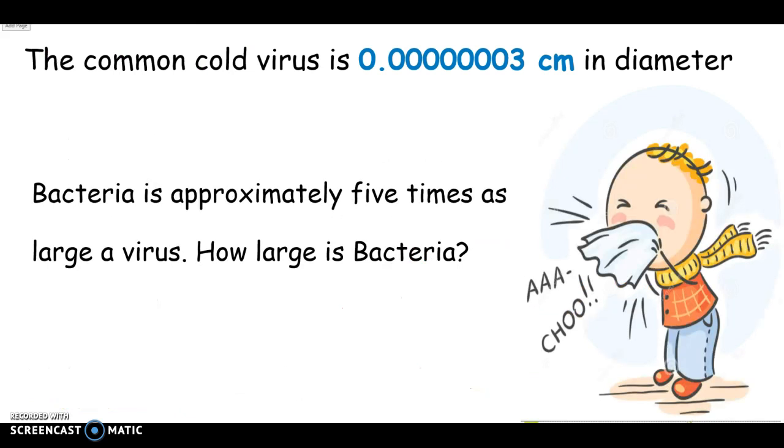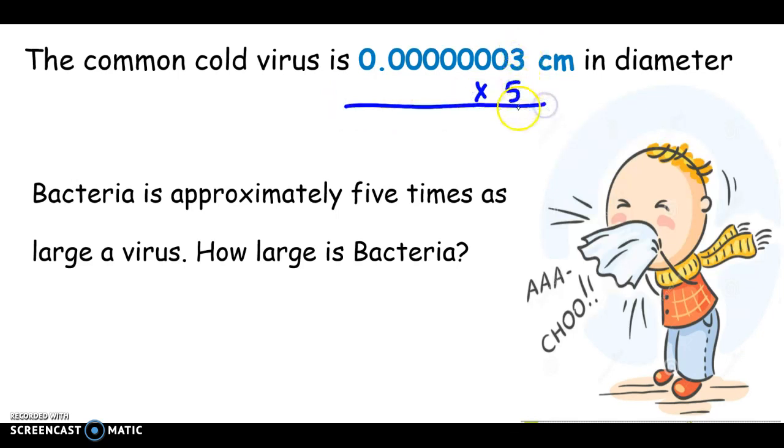So if we look, we have a number here. It says the common cold virus is 0.00000003 centimeters in diameter. Bacteria is approximately 5 times as large as a virus. How large is the bacteria? Well, if it was 5 times that would be pretty simple to figure out. You would just take the diameter of the cold virus and we would times it by 5.